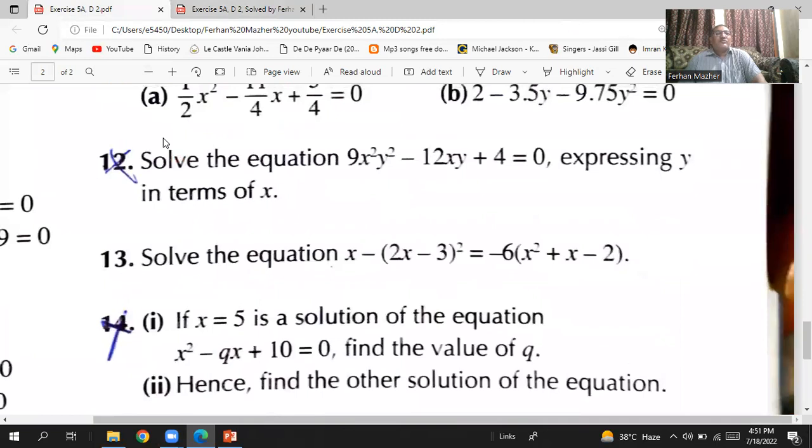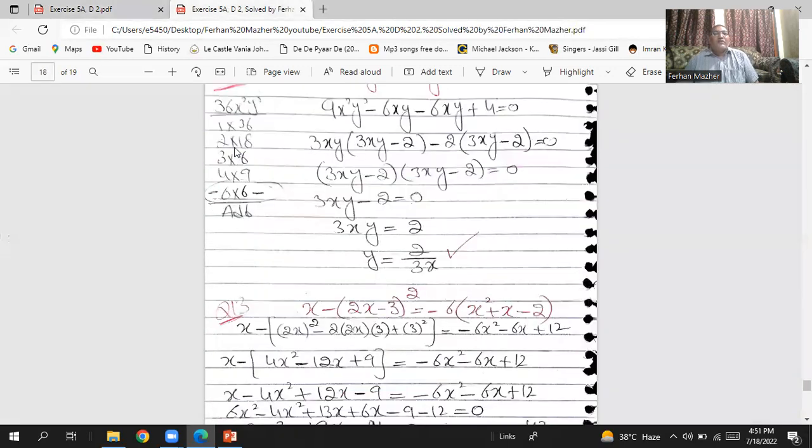Now we are going to question number 12. It says solve the equation 9x square y square minus 12xy plus 4 equals to 0, expressing y in terms of x. Okay, so we are going to the next question.